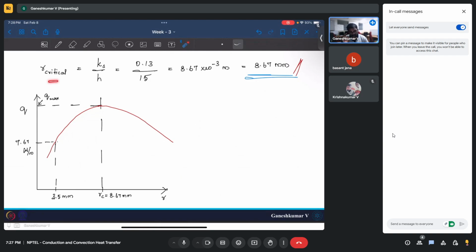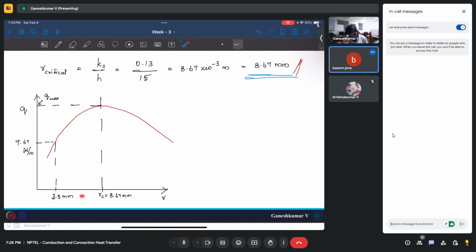So if I want to increase the current through the wire, at this point I am at 7.67 watt per meter. Okay. I want to increase it. So let's say if I want to increase it, what should I do? So at this point, my temperature in the insulation, the inner surface temperature, will be 50 degrees Celsius. Yes, yes.